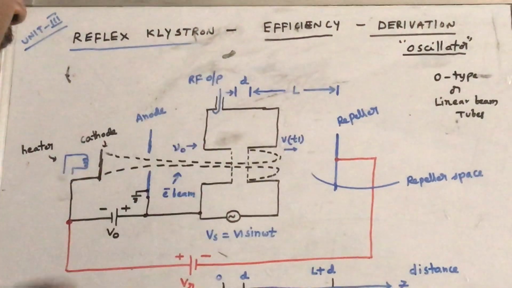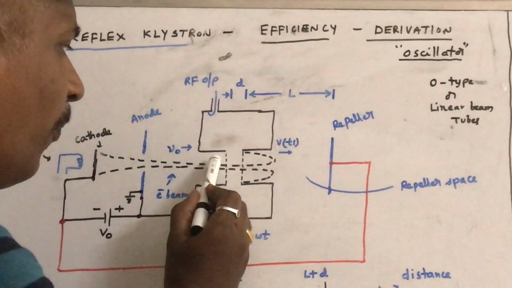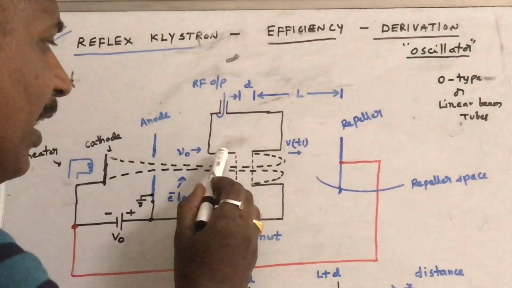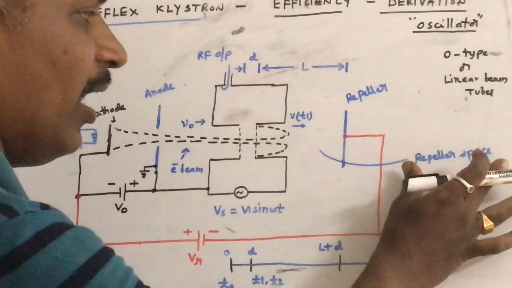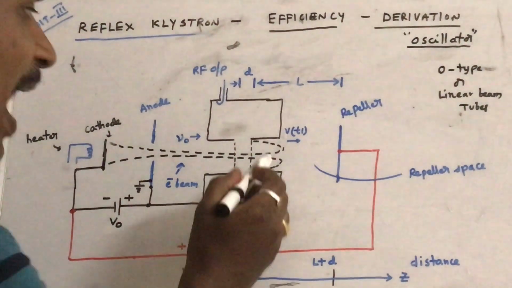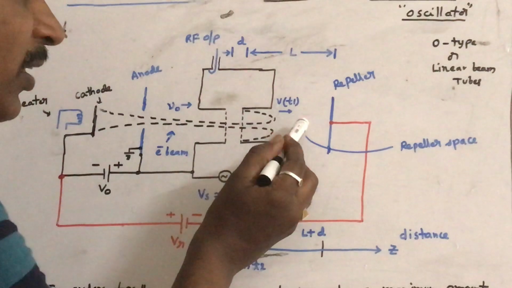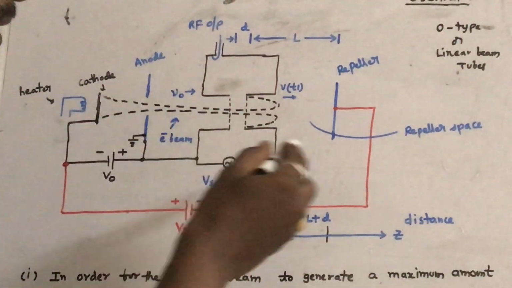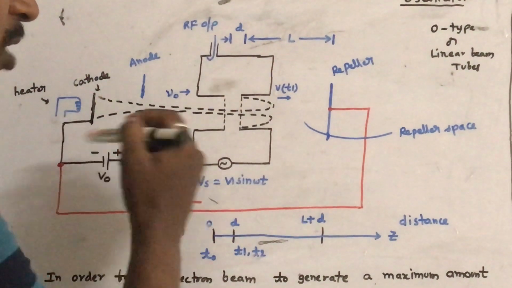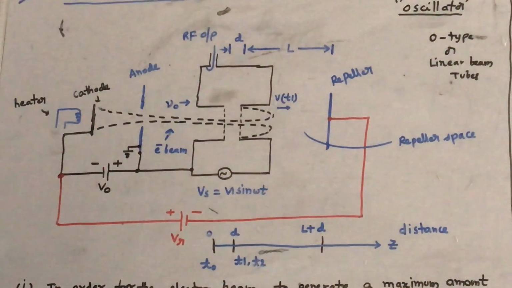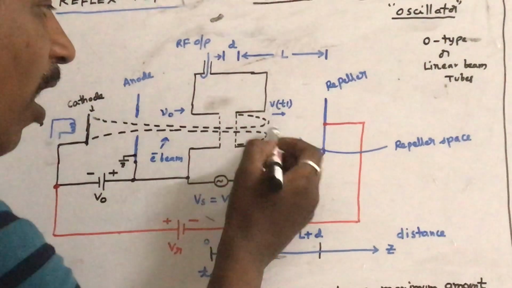Now let us see the simple operation of this reflex Klystron, very much similar to the two cavity Klystron amplifier. When the gap voltage is positive across this gap, the electron beam gets accelerated, so it will travel deeper into the repeller space. When the gap voltage is 0, the electron beam travels with the unchanged velocity V0, so it will travel less deep into the repeller space. When the gap voltage is negative, the electrons get decelerated, so they travel even less into the repeller space. While they are coming back, all the electrons form into bunches.